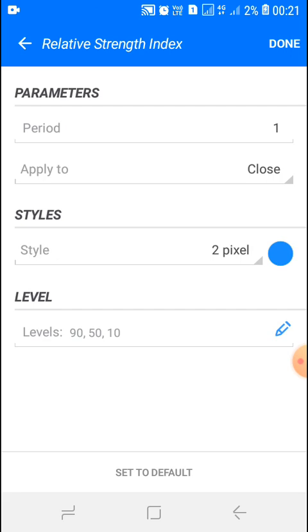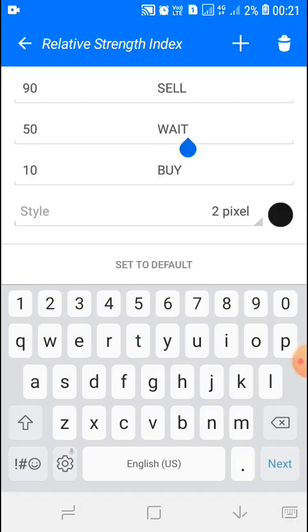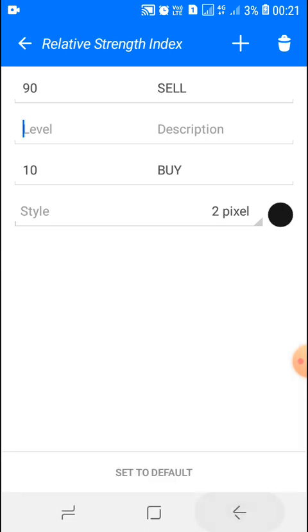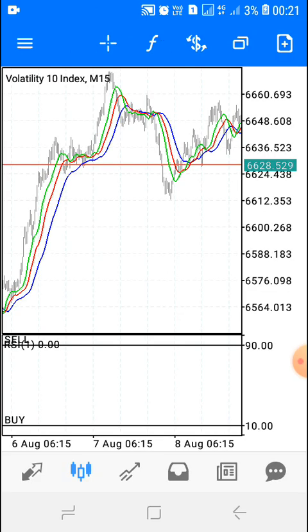So the next indicator is going to be our RSI. Right now, you want your levels to be like this. Let me just remove this 50 level, we don't need it. We're only going to need our 10 and our 90 level. At 90, you're going to write sell, and at 10 you're going to write buy, in 2 pixel black. You can see the parameters: period 1, apply to close, style 2 pixel blue, then you click done. So this is how it's going to look like.